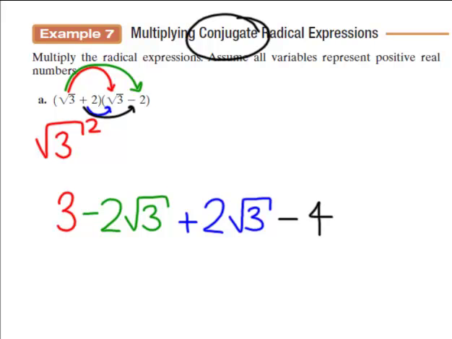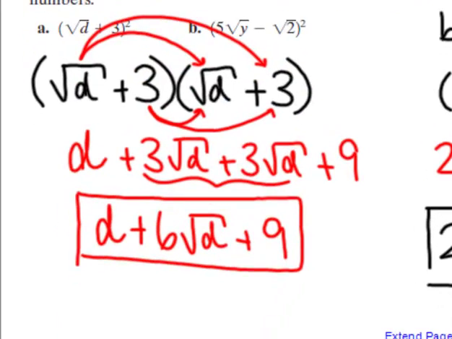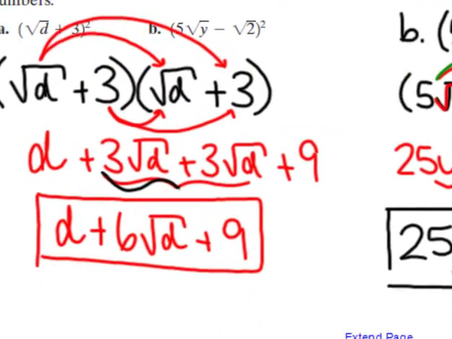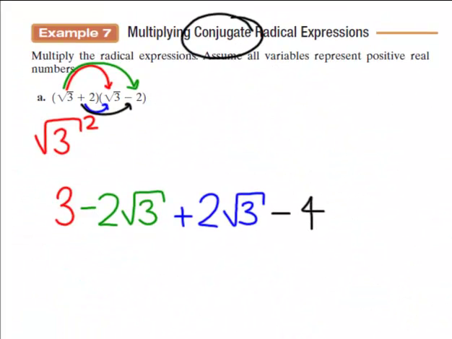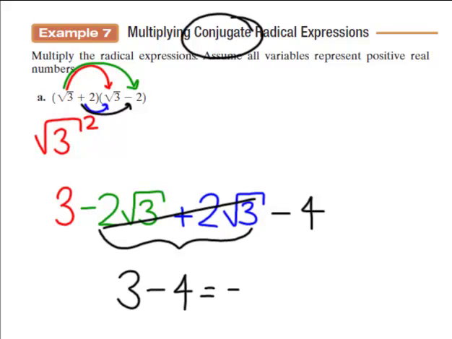Take a look at our middle terms. These last 2 problems that we did back here, our middle terms were the ones that could combine. Same thing happened this time around, but our middle terms end up going away. I have negative 2 root 3's and positive 2 root 3's. So these totally cancel out. They make 0, and I'm left with plain old numbers, 3 minus 4, which gives me negative 1.